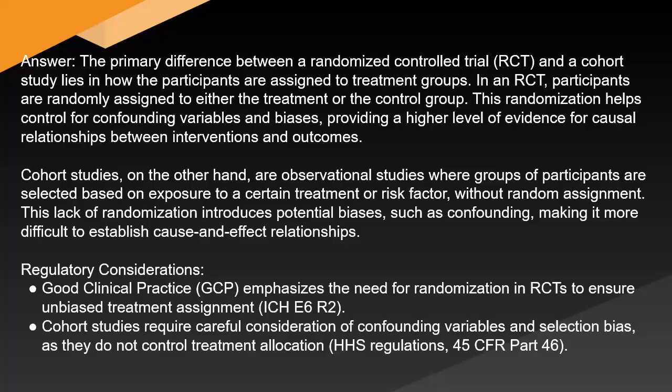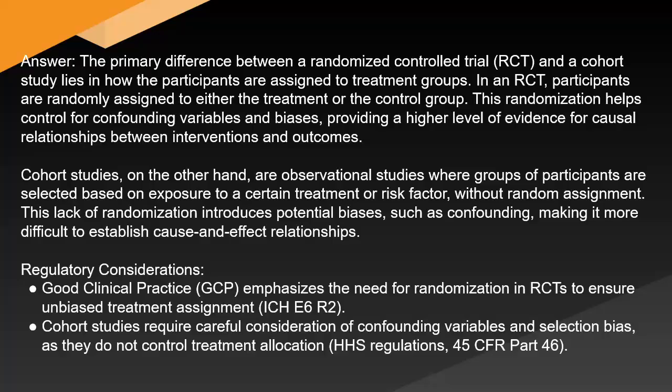This randomization helps control for confounding variables and biases, providing a higher level of evidence for causal relationships between interventions and outcomes. Cohort studies, on the other hand, are observational studies where groups of participants are selected based on exposure to a certain treatment or risk factor without random assignment. This lack of randomization introduces potential biases, such as confounding, making it more difficult to establish cause and effect relationships.